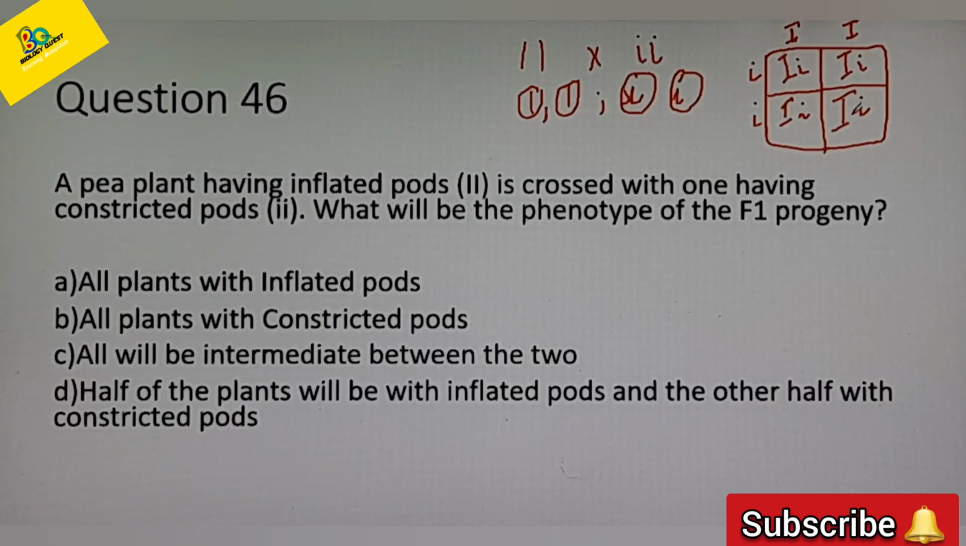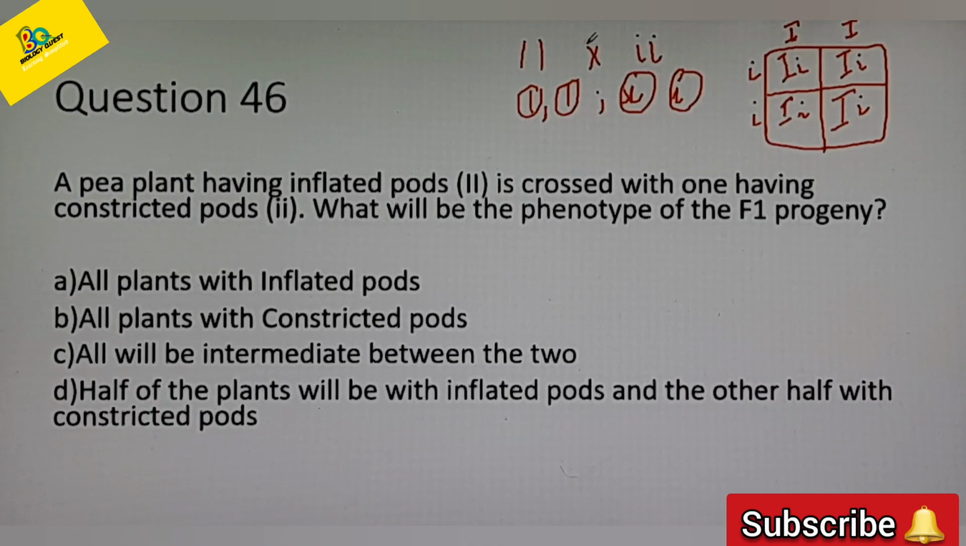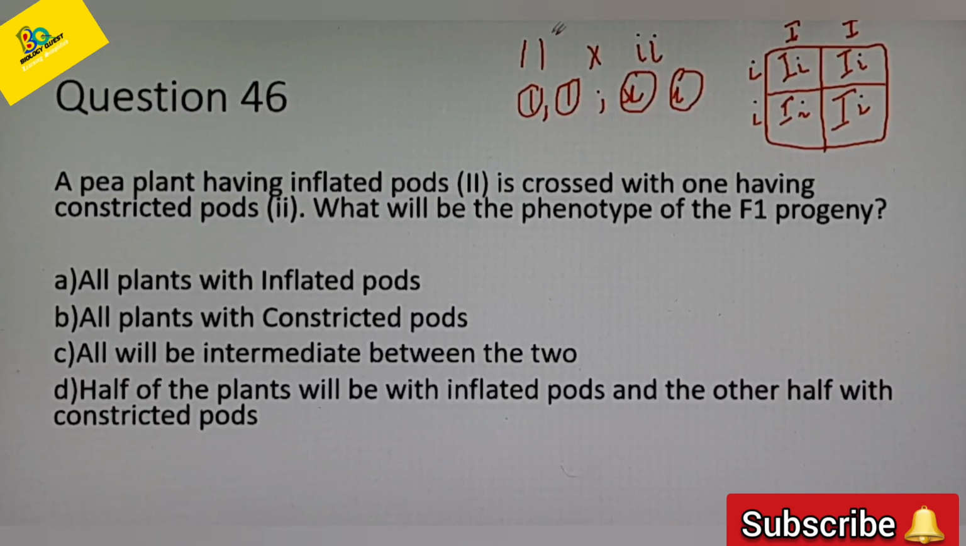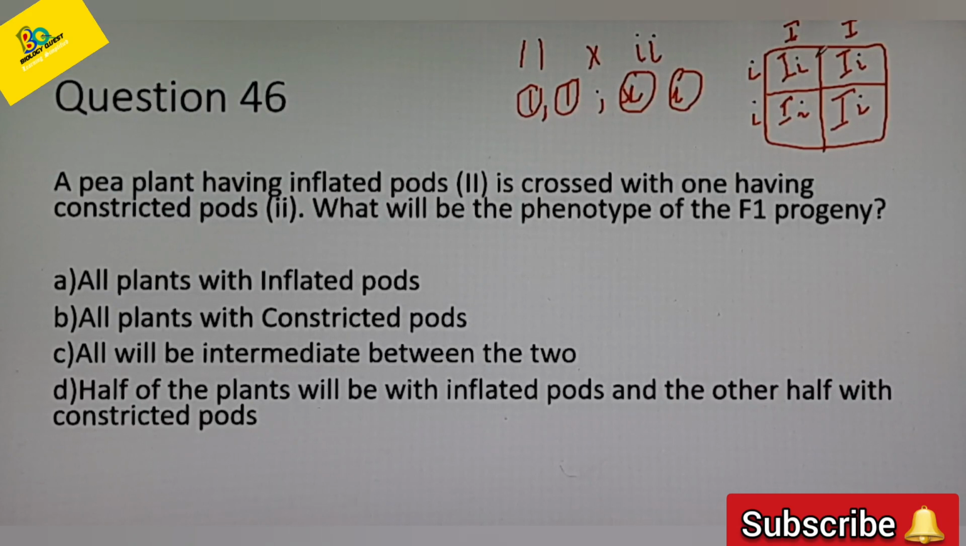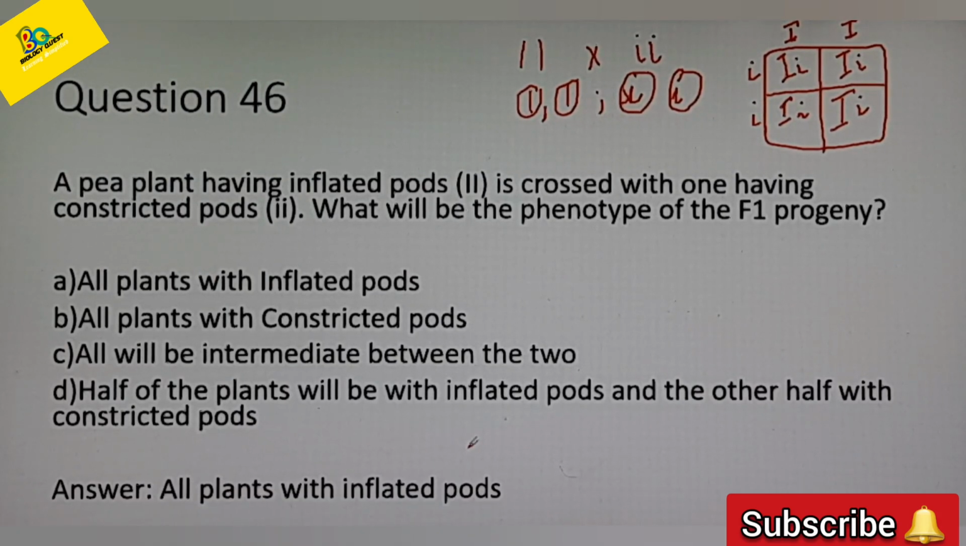Because inflated condition is the dominant trait, and dominant trait can occur in the homozygous condition capital I, or in the heterozygous condition capital I, small I. So here in the F1 progeny, all the offspring have the genotype capital I, small I, which is heterozygous inflated. So all the plants, the phenotype, what we can see, the observable feature, that is the phenotype. Okay, all plants with inflated pods. So that is the correct answer, option A. All the plants will be with inflated pods.